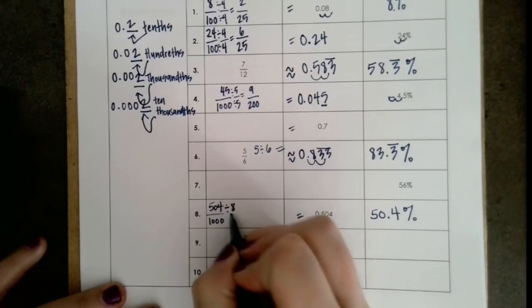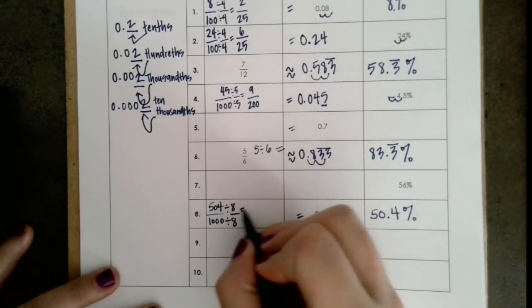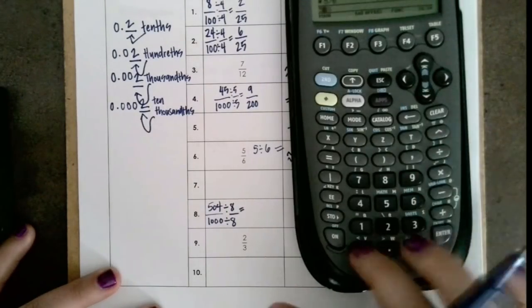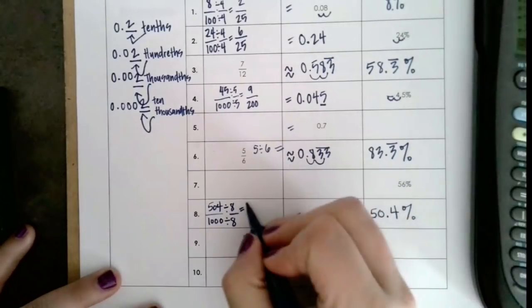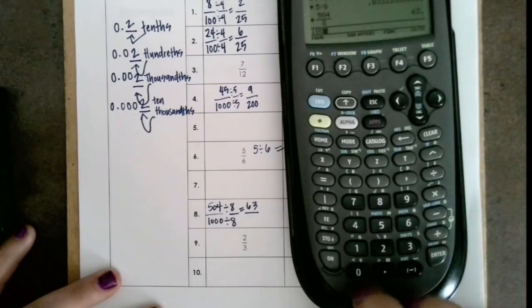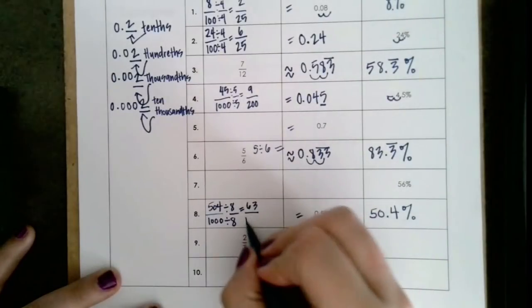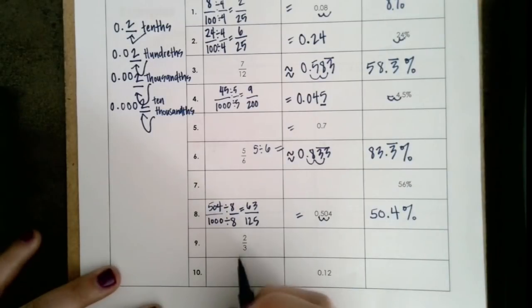So I'm going to divide both the numerator and denominator by 8. If I take my calculator and I go 504 divided by 8, I get 63. If I do the same thing for 1,000 on my calculator, I'm going to get 125. Now, this can't be reduced any further. So remember, always double check and make sure your final answer is in simplest form.